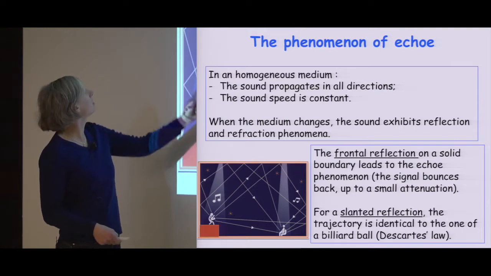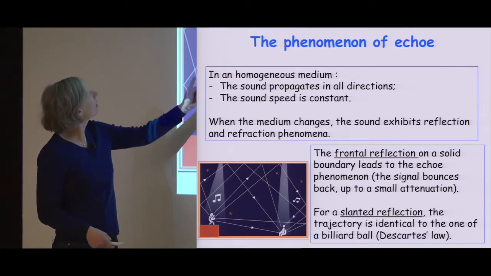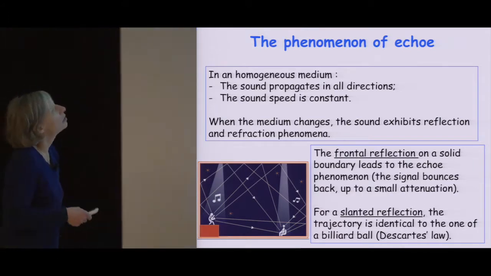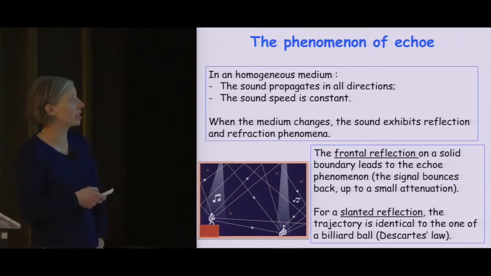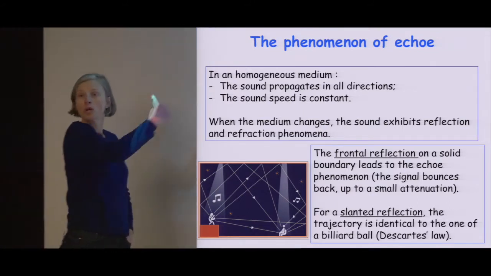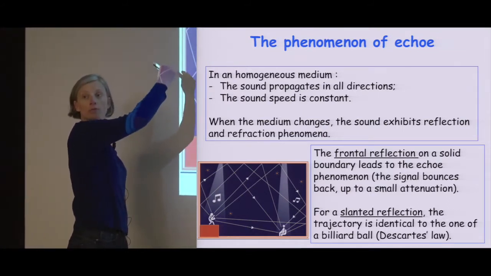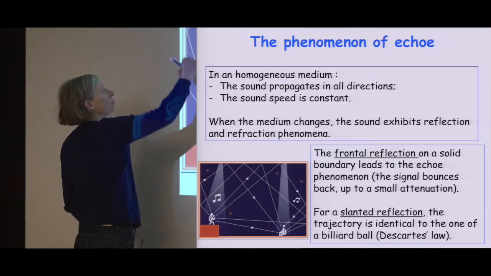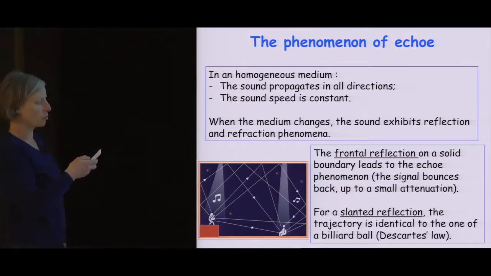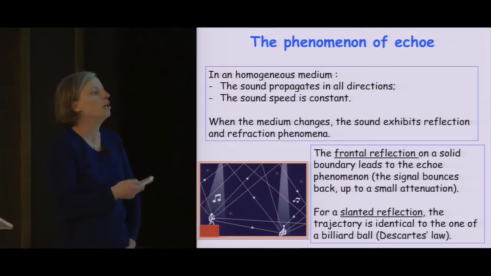What you expect is that if you look at the ray, according to which you have the propagation, then you expect this ray to follow the same trajectory as a billiard ball, so just specular reflection. Okay, so you obtain the reflection just with respect to the normal here. Okay, so this is just Descartes' law.